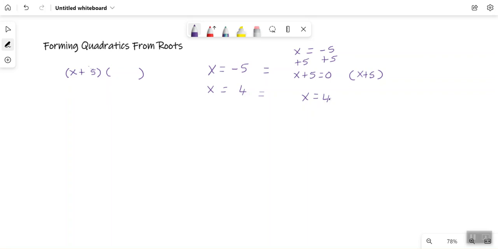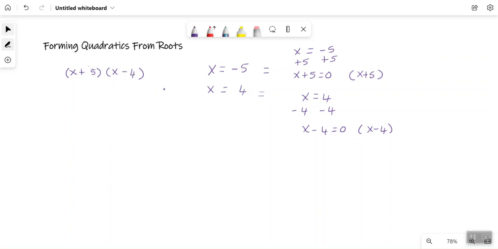Well, we have to get rid of this 4 on this side and bring it over to the other side. So we can minus 4 from here and minus 4 from here. So what will happen then is that 4 minus 4 will cancel out. That'll just be equal to 0. And then we're left with x minus 4 is equal to 0. Okay, and then what you can say is that this is the other factor, and so it's x minus 4. So therefore we have our two factors.